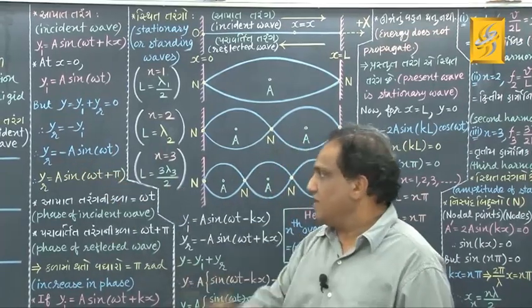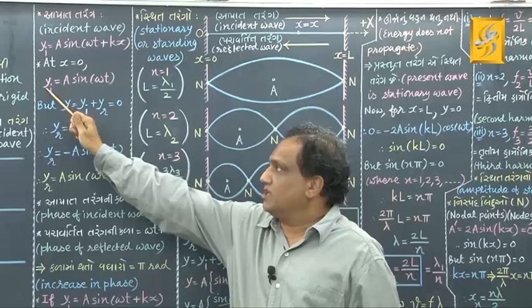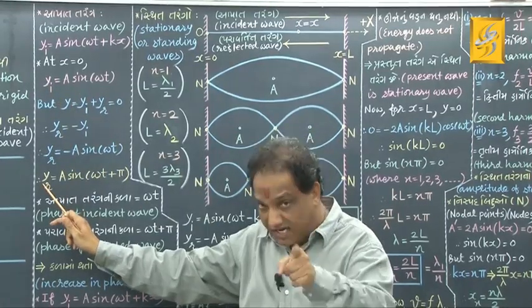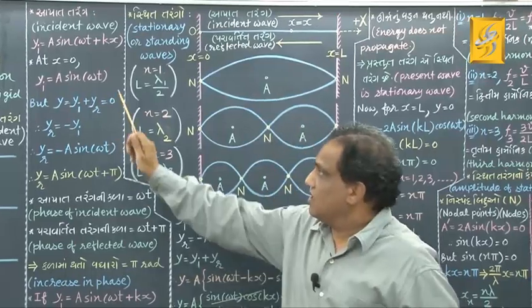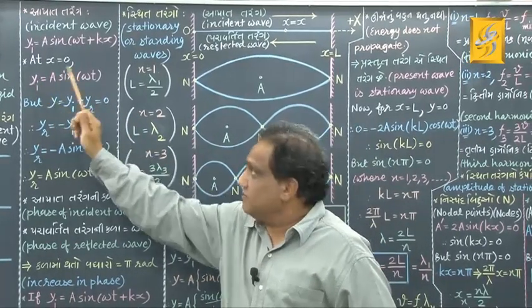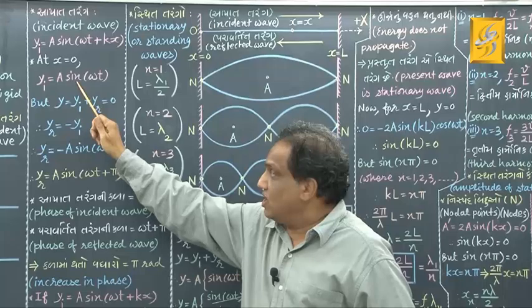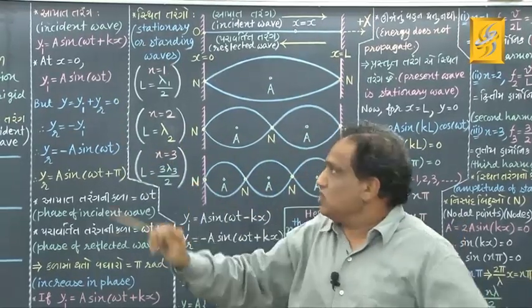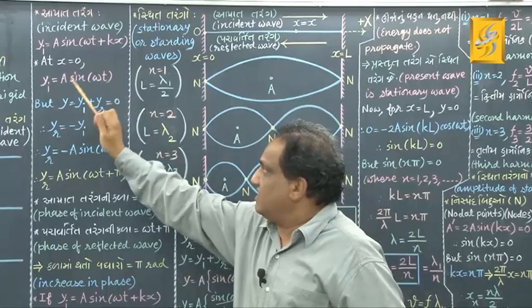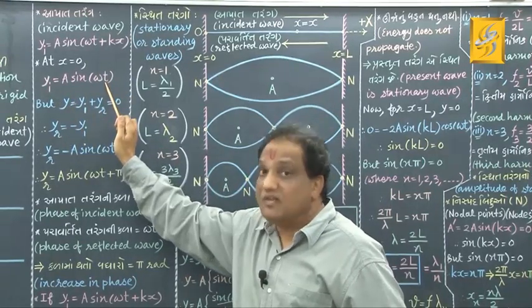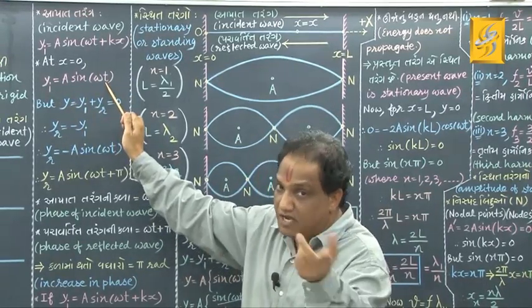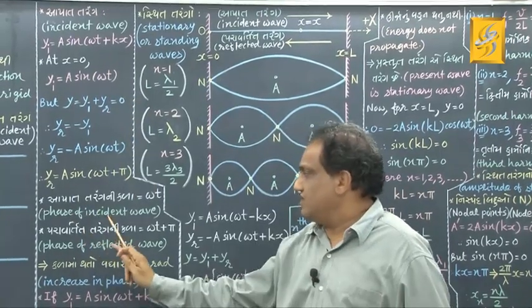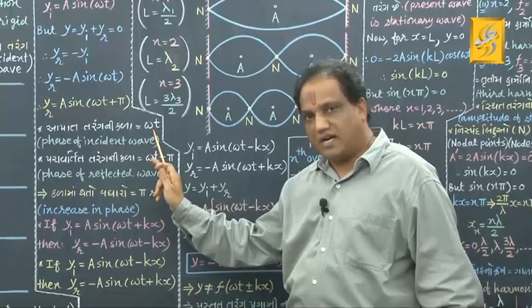Correct? Now tell me. This is the equation representing the incident wave. This is the equation representing the reflected wave. Now tell me. In the equation of displacement, the bracketed part with the periodic function in terms of time would give you the phase of the wave. So this would give you the phase of the incident wave at time t. How much is it? It is omega t. So the phase of the incident wave is omega t. Correct?